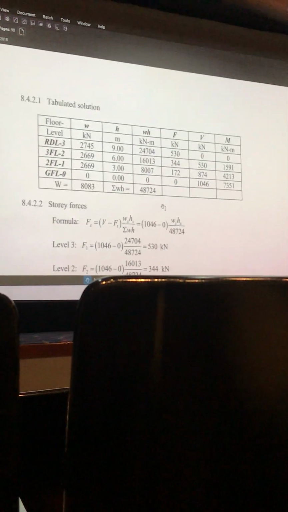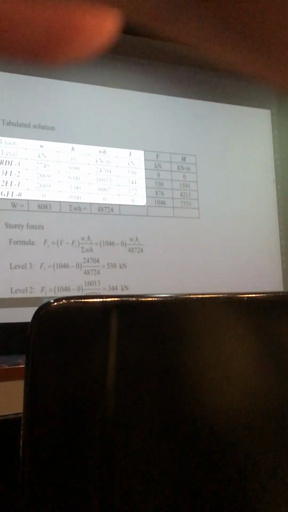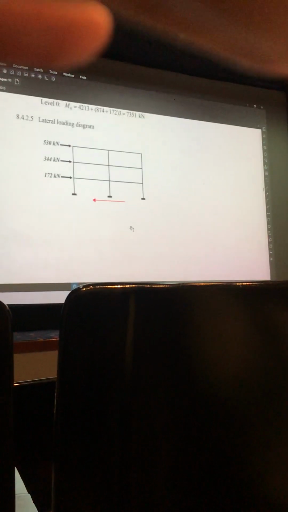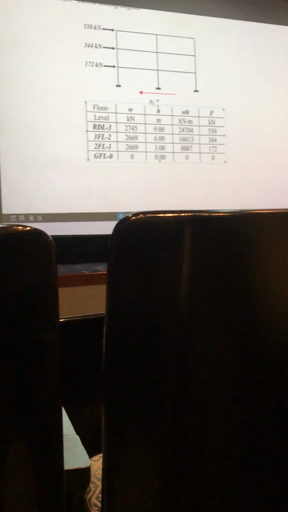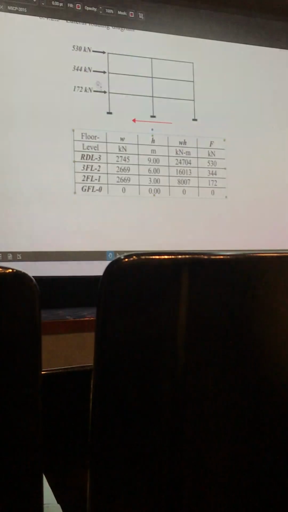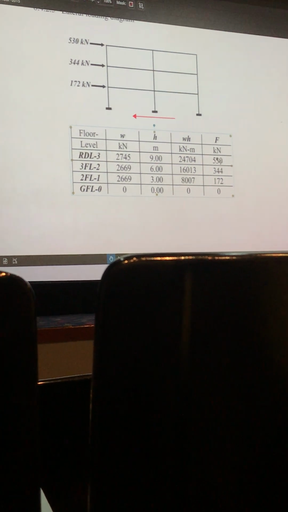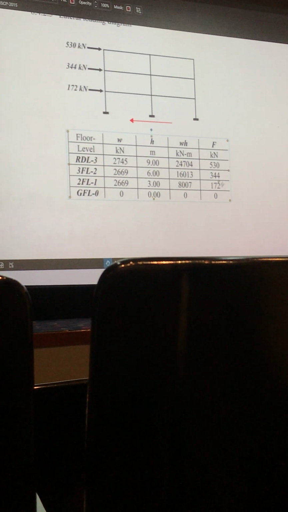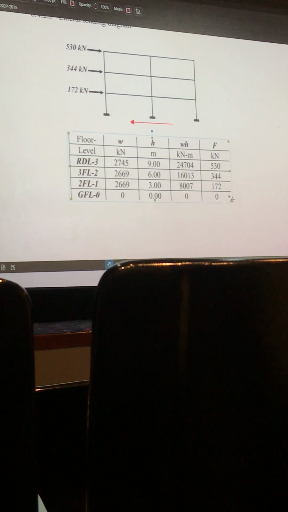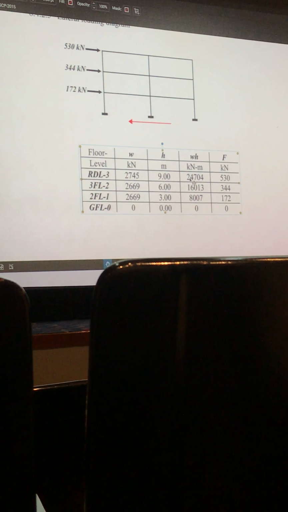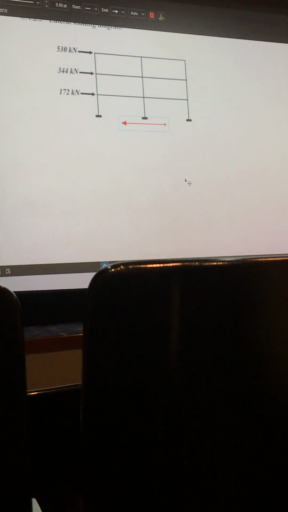Okay, so let's copy this table here so you can understand its interpretation. This is the base shear, then the lateral force applied at the roof deck level is 530 kilonewton. At the third floor level, 344 kilonewton. At the second floor level, you have 172 kilonewton. So that's your vertical force distribution. Do you have any questions?